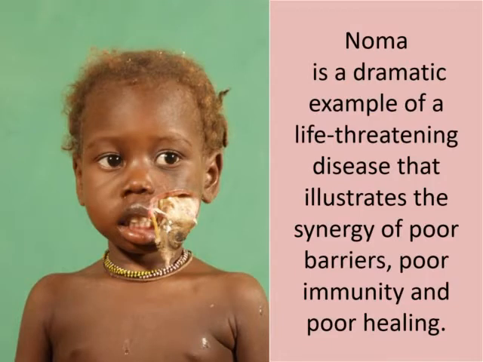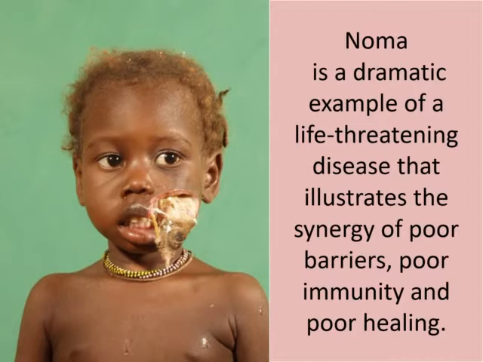Now I'm going to show you two dramatic, horrible examples that are illustrative of the effect of the immune deficiency in malnourished children. Noma is a dramatic example of a life-threatening disease that illustrates the synergy of poor barriers, poor immunity, and poor healing. Noma is found mostly in the Sahel region of Africa, but it is in Asia. It used to be in the US, but we no longer see it in the US since the early part of the last century. The last cases were seen in an orphanage in New York City.